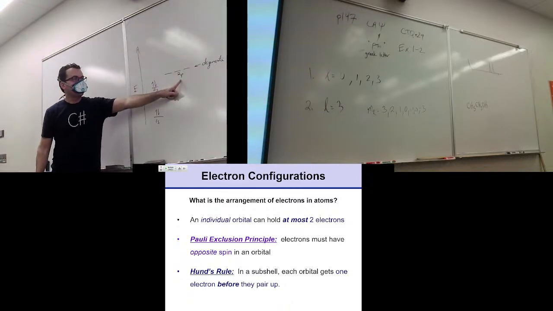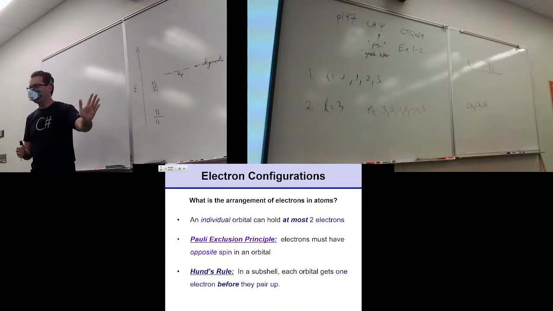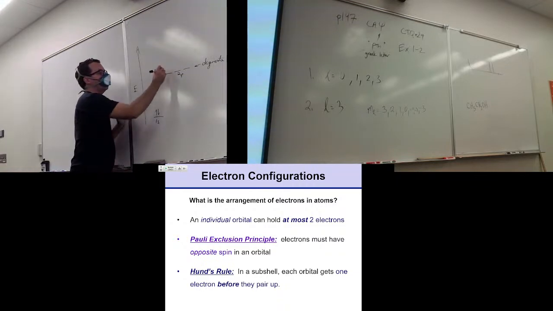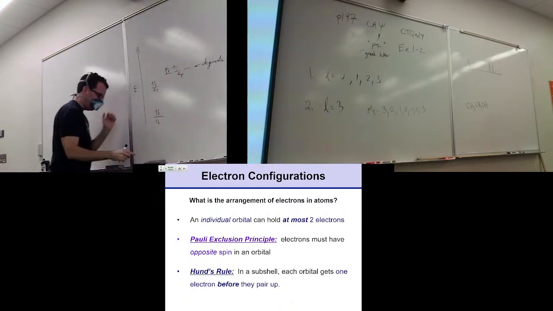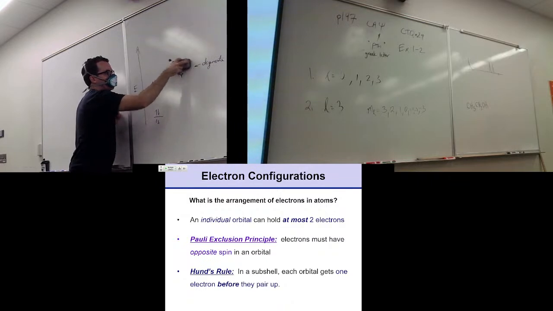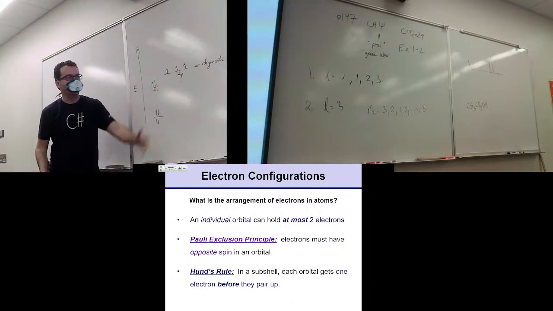This orbital is next, and what Hund's rule says is I need to put 1 electron in each degenerate orbital before I pair them. So if I have only 3 more electrons to go, I would not do 1, 2, 3. That's wrong. Let me do this properly. Hund's rule says that if they're degenerate, I put 1 in each. 1, 2, 3, and then if I have more, then I can pair them up. So that's Hund's rule in action, okay?